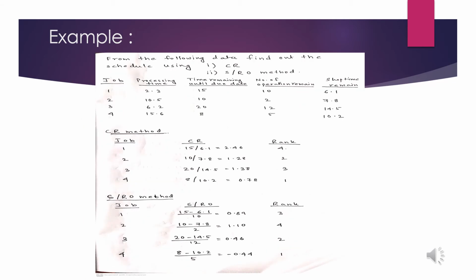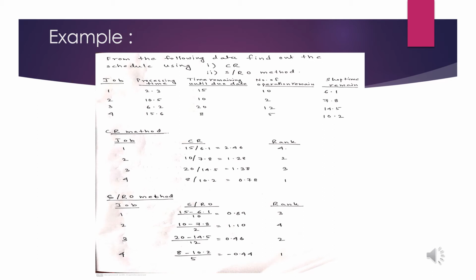If any doubt was there from the previous sum, let's consider another example, doing the schedule based on the critical ratio and the slack per remaining operations method. This is a bit different from the previous sum. Here the today's date has not been mentioned, so let's see how we can do that. Let's start off with the sum itself.